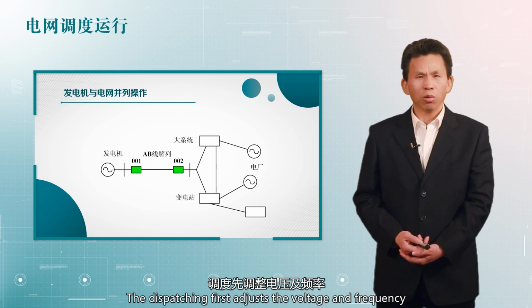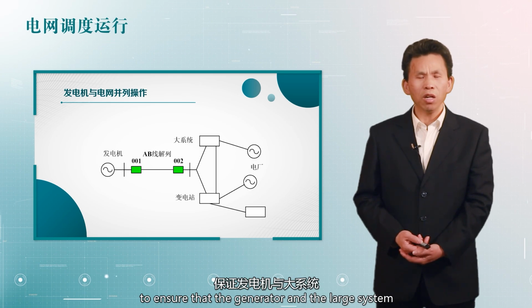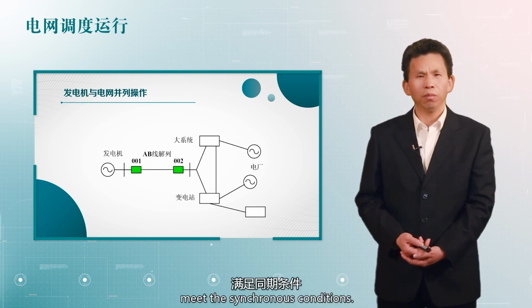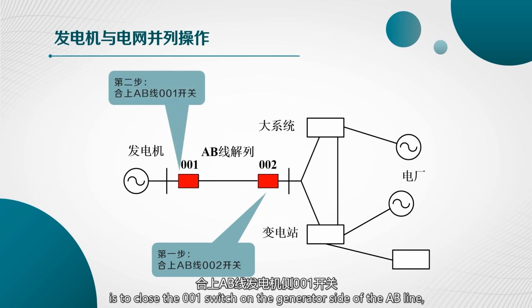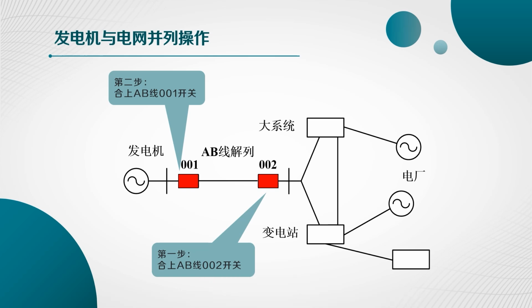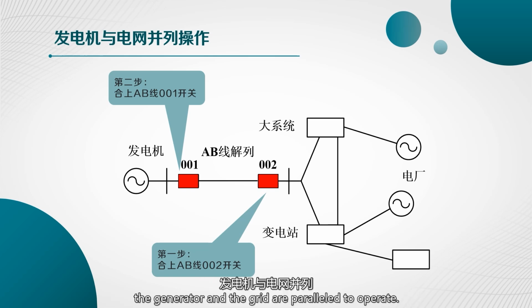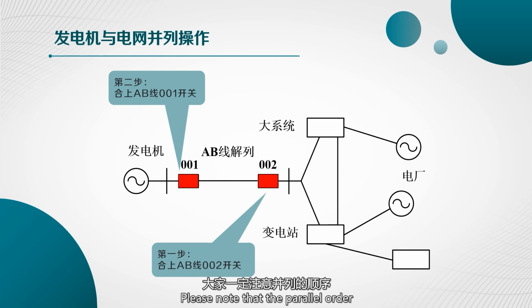The dispatching first adjusts the voltage and frequency to ensure that the generator and the large system meet the synchronous conditions. Next, the first step is to close the O2 switch on the large system side of the OV line, and the second step is to close the O1 switch on the generator side of the OV line so that the generator and the grid are paralleled to operate. Please note that the parallel order cannot be reversed.